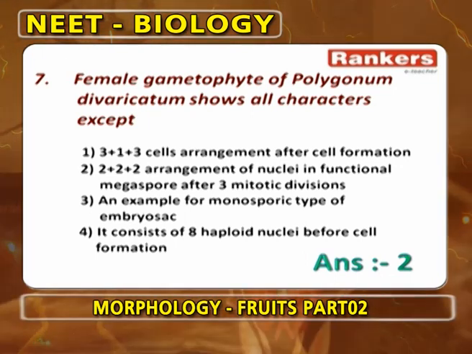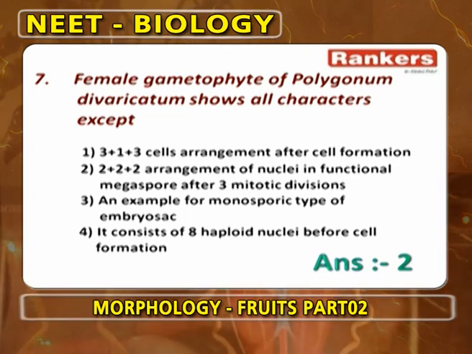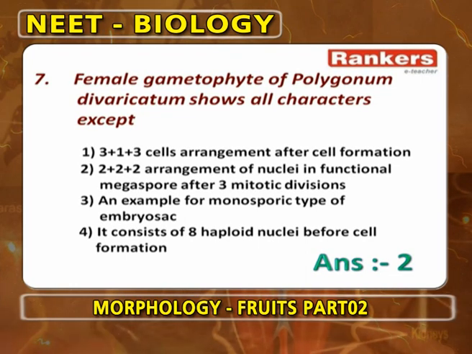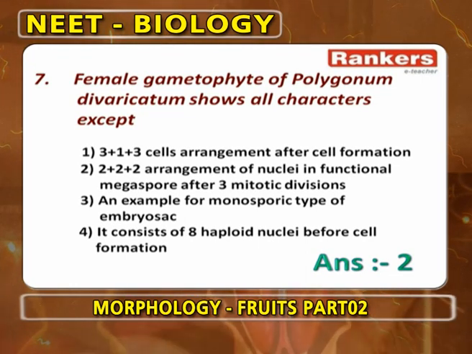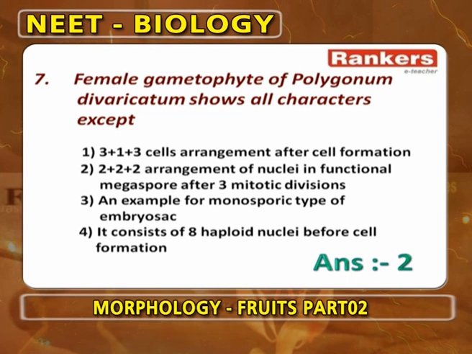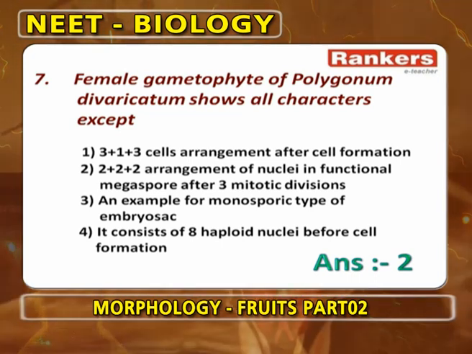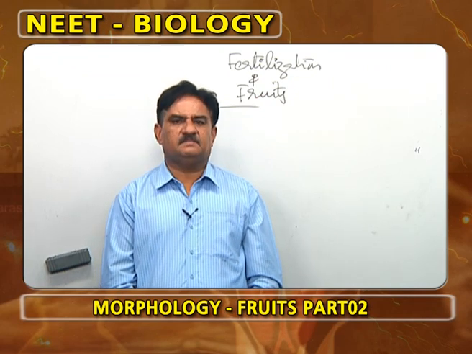3+1+3 arrangement is correct. An example for monosporic type of embryo sac is correct. It consists of 8 haploid nuclei before cell formation is correct. So, wrong is 2+2+2 arrangement of nuclei in a functional megaspore after 3 mitotic divisions. It can't be 2+2+2 arrangement. Next.